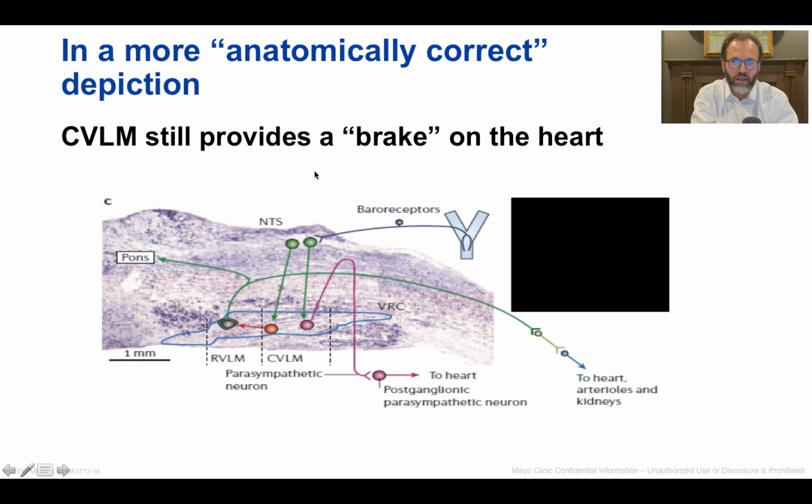Of course, the reality is that in an anatomically correct depiction, it's all sort of shades of gray here, but largely this is where these nuclei are going to lie within the brainstem, and the CVLM ultimately still provides somewhat of a brake on the system and a modulatory impact on the system.